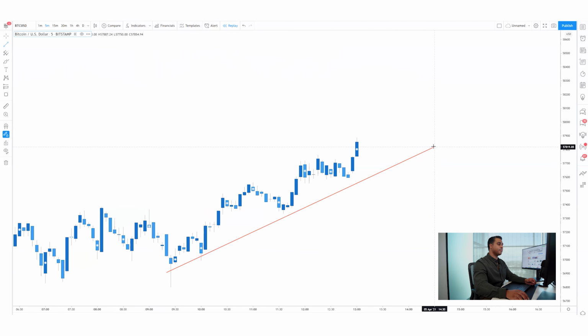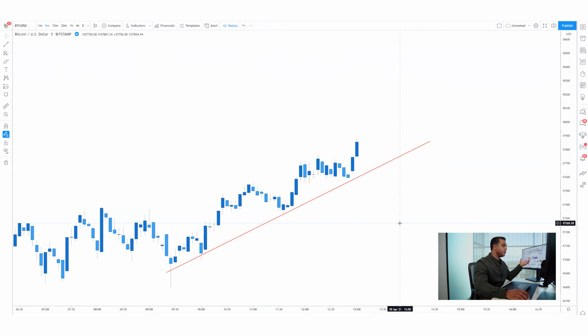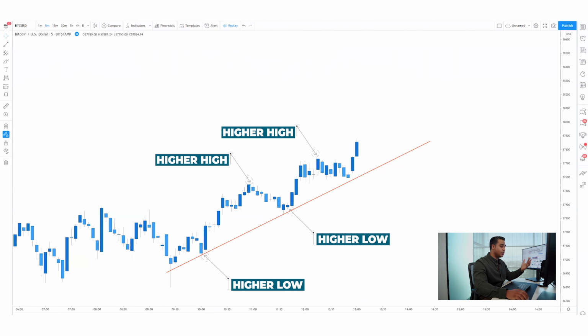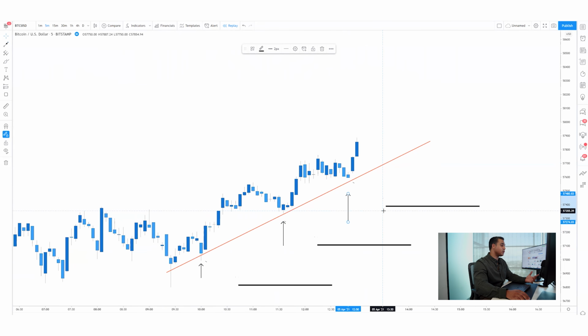What can we see? The overall structure is trending up. The markets are making higher highs and higher lows. No one can argue this. We're using the 5-minute time frame, which is an intraday time frame. You can clearly see that the market's respecting the brick wall.